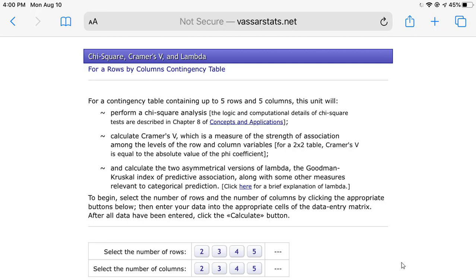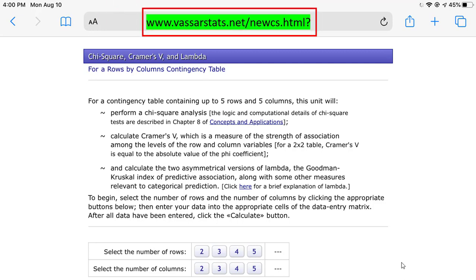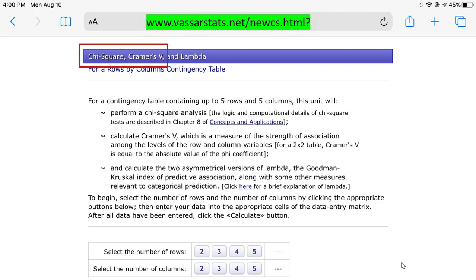Okay, so this is the web page, and then make sure then that we are at www.vassarstats.net/newcs.html. Now here, that's the address. What interests us here is basically this chi-square and Cramer's V. That is what we are after. Now Cramer's V is a measure of the strength of association among the levels of the row and column variables. Okay, so this is equivalent to what we were doing before with our R square. Okay, this is going to determine the strength of the association.